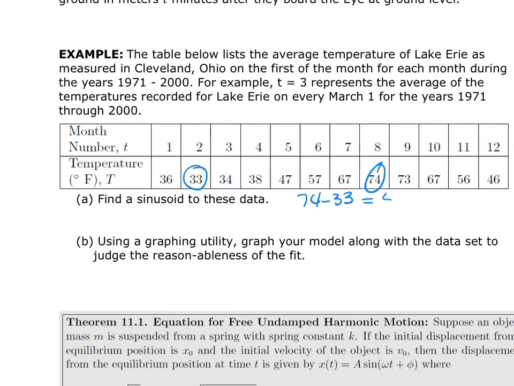You got 40? 41. Okay. Now that's the distance traveled from max to min, or min to max. You divide that by 2, and you get the amplitude. And what'd you get for the amplitude then? 20.5. Okay? So the amplitude is going to be the halfway between the min and the max. So that's the amplitude. How did you find your baseline?